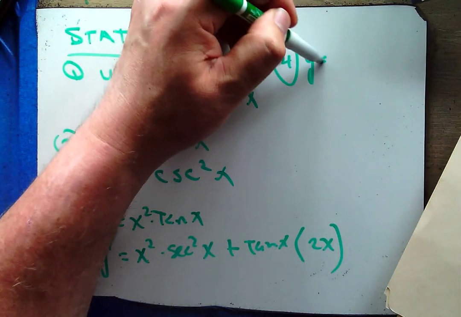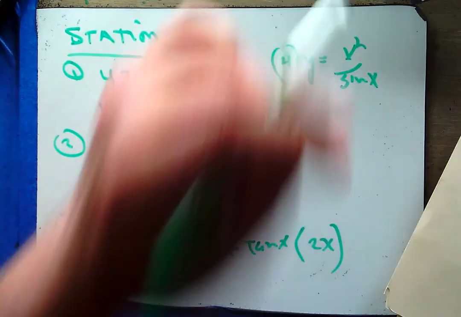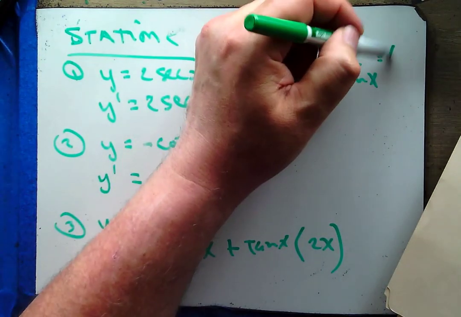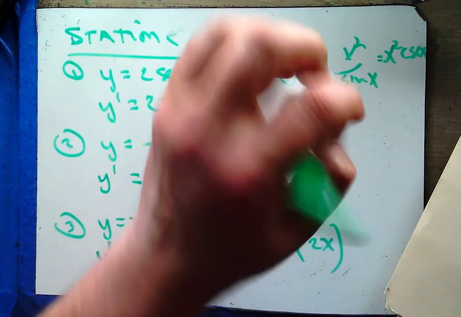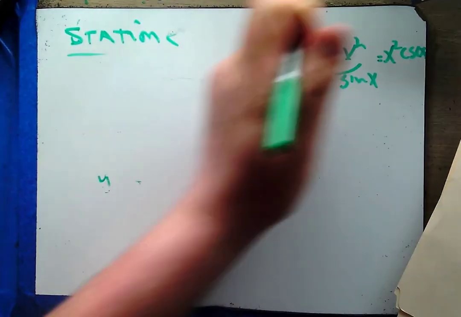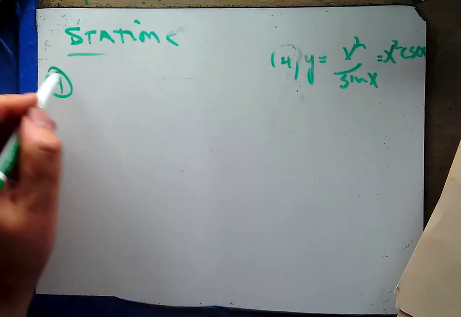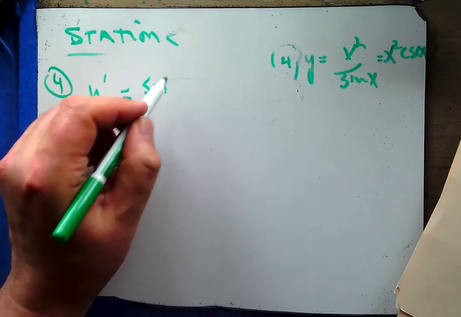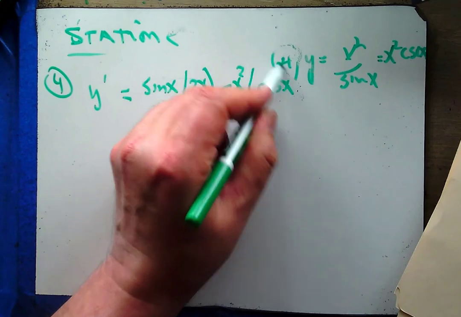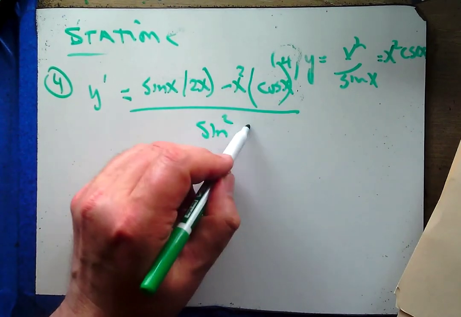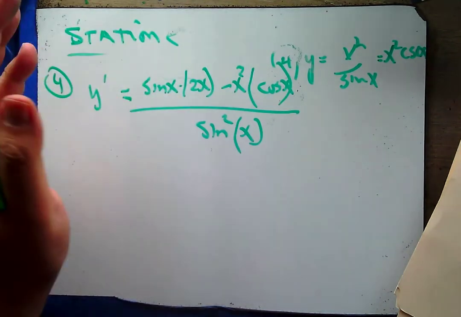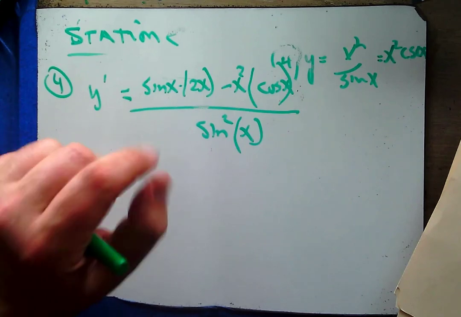Four, y equals x squared over sine x. You know, there's two ways of doing this problem. One, you can use the quotient rule. The other is you could write this as x squared cosecant x, right? Because this is 1 over sine. I don't think most people see to do that, so I'm going to do it with the quotient rule. Y prime is low d high minus high d low over low squared. Okie dokie. And yes, you could factor x out on top, but that won't get you far.